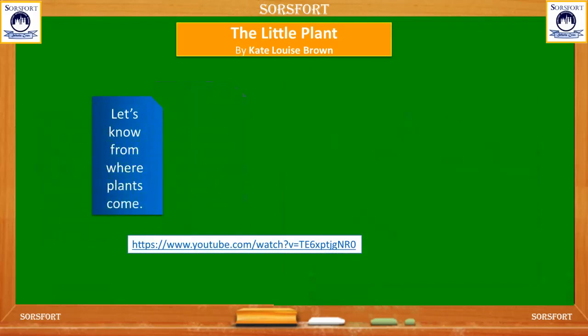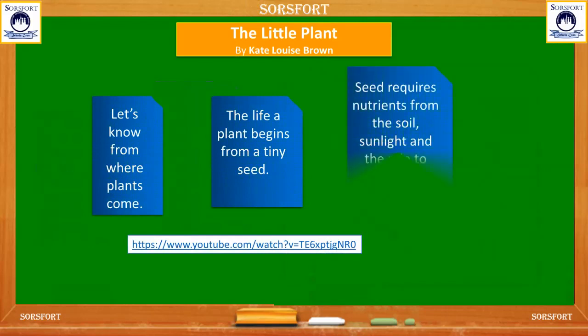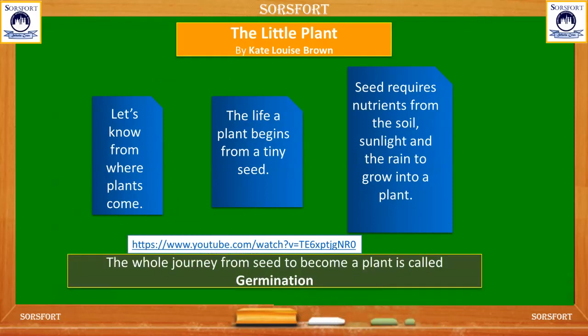Let's know from where plants come. The life of a plant begins with a tiny seed. A seed requires nutrients from the soil, sunlight, and the rain to grow into a plant. The whole journey of a seed to become a plant is called germination. Let's see the video.